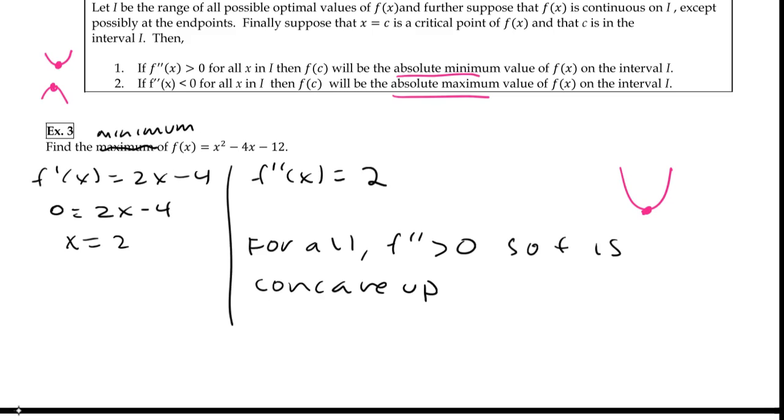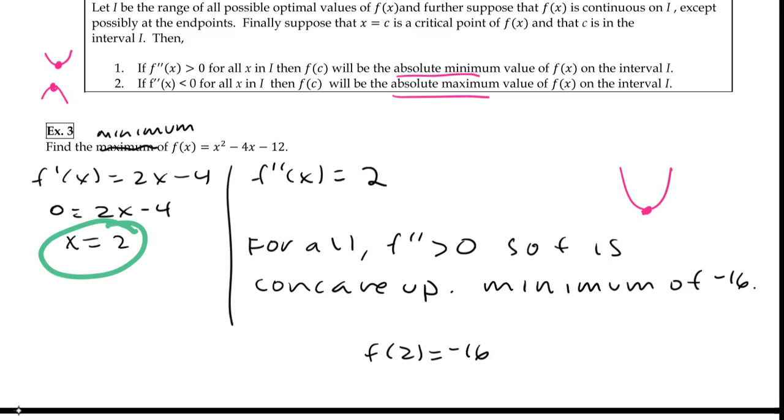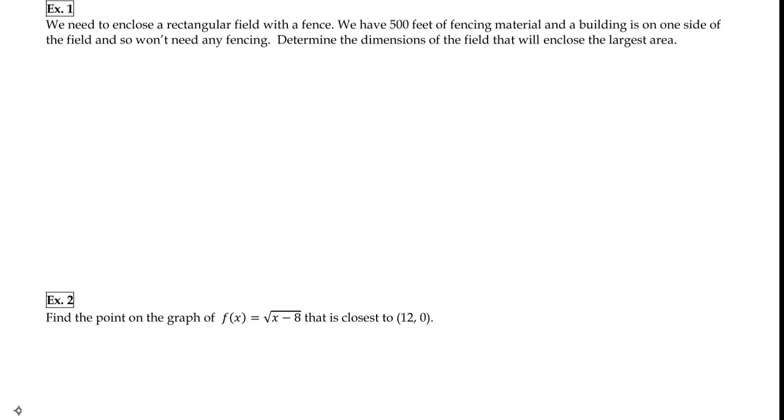And find the minimum. So f is concave up, and we could say there's a minimum of -16. I'm stealing that from the one above. Wasn't f of 2 equal to -16? We just did this in example 2. The input was 2, we sub 2 in here, and we get -16. So these are the 3 methods. Now we're going to go on to using some story problems.